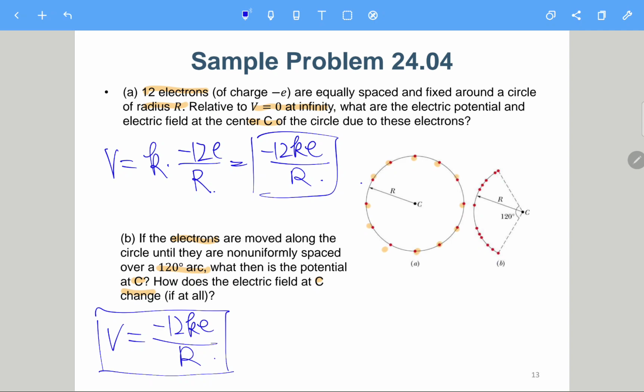However, for the E field, you can imagine that for this electron, the E field will point upward because it is a negative charge, and for this one, it will point this way. So they will cancel. All of them will cancel. For this case, the E at point C will be zero. However, for this one, as long as they are uniformly distributed, the E field will point this way.